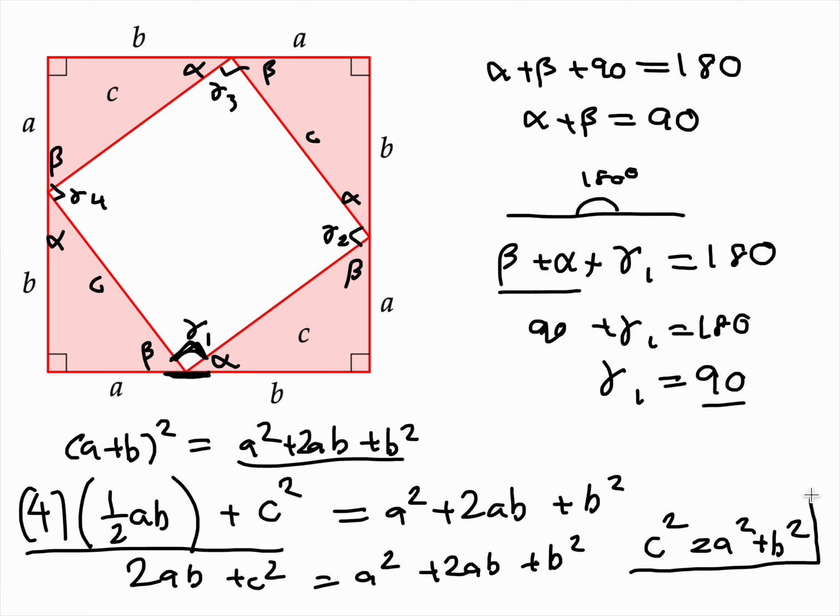Now this is just one of the possible 370 known proofs of the Pythagorean theorem.